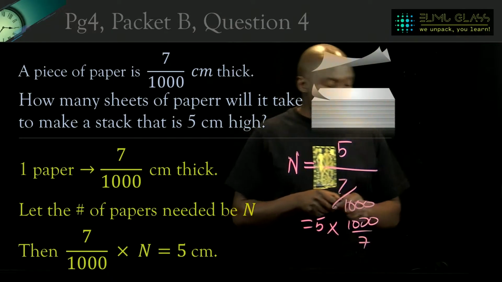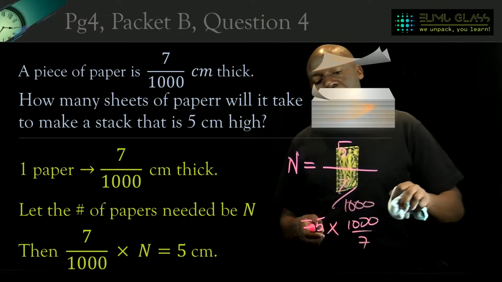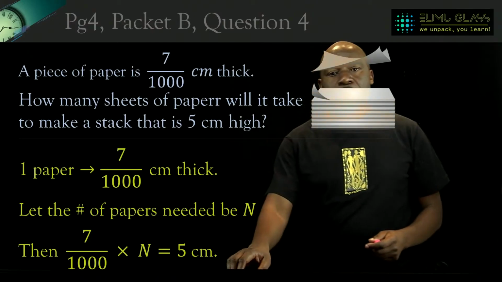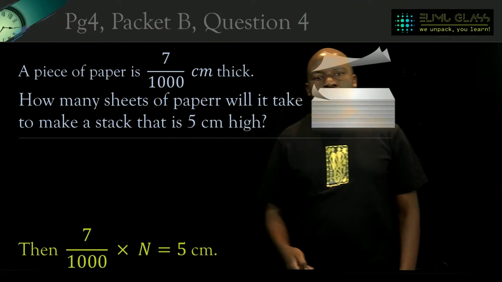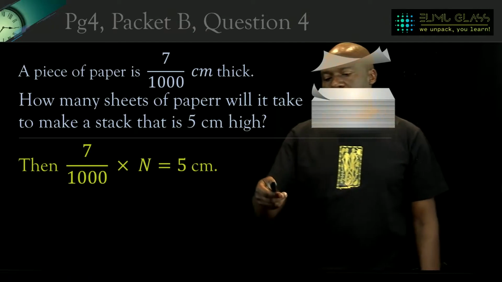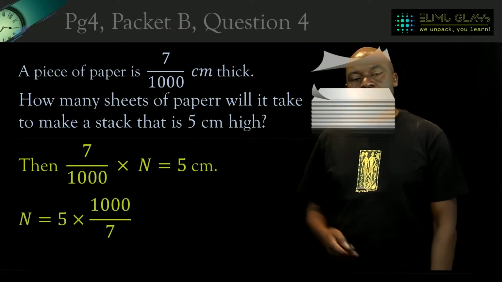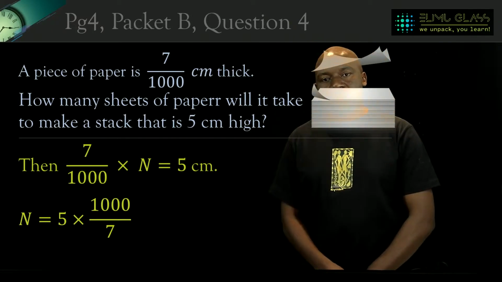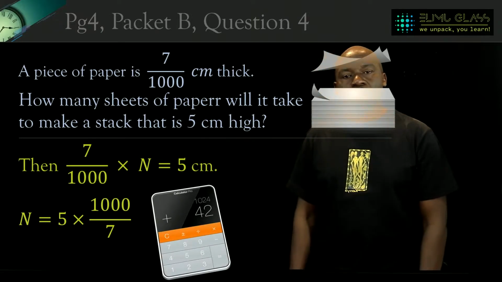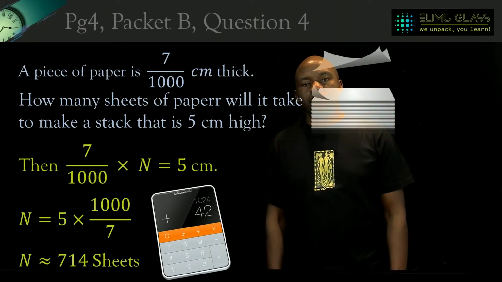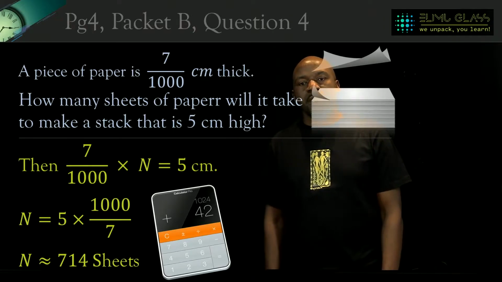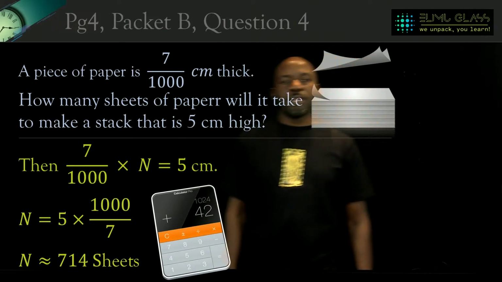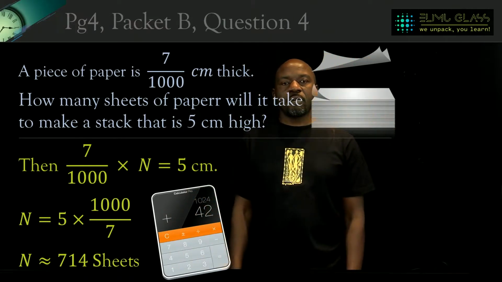So we are using our understanding of complex fractions to simplify this, and make use of a calculator. We rearrange that so that we make n the subject of the formula by dividing both sides by 7 over 1000. We end up with that. And if you use your calculator to work that out, we should get that we need approximately 714 pieces of paper to make a height of 5 centimeters. I hope that is clear. Let's go to the next question.